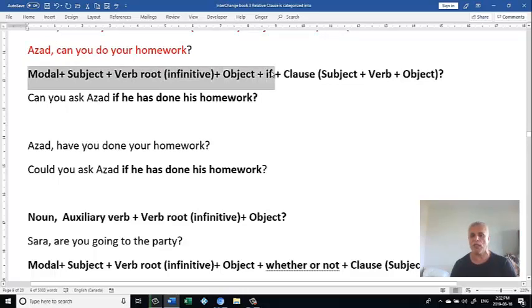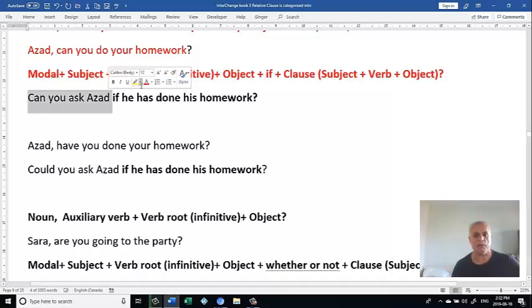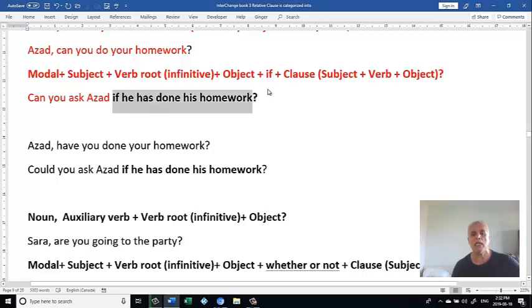Then we have if, because we have to make it two clauses connected with if, then clauses, we say subject, verb, object. Let's look at the sentence, how it's going to be. Can you ask Azad? That's the first clause. Then we have the if clause, or the if connector. Then we have he has done his homework. But the two sentences are going to be like this: Can you ask Azad if he has done his homework?